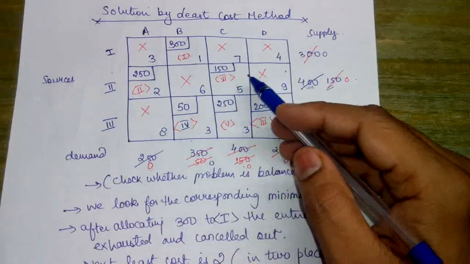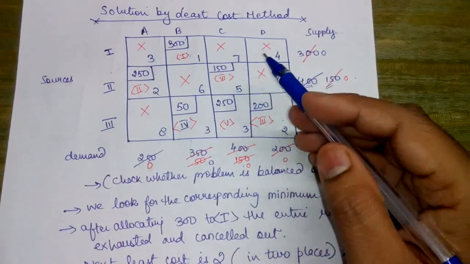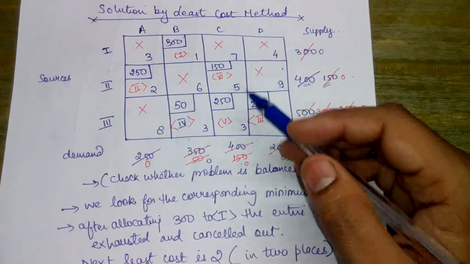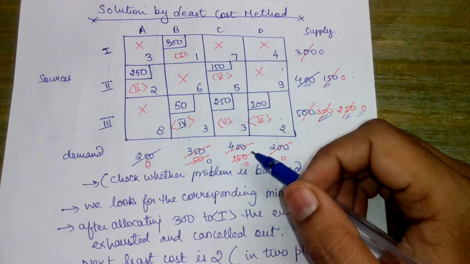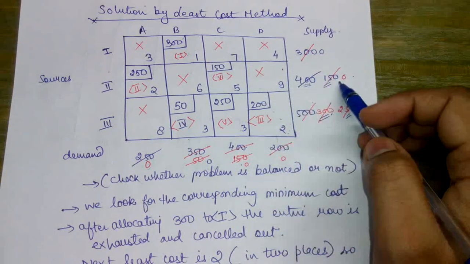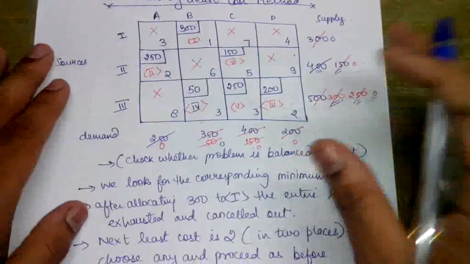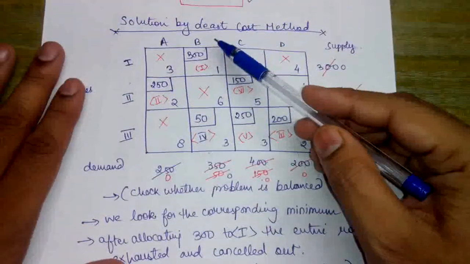Now the only cell which is left is corresponding to 5, and the cell which is corresponding to 5 has a demand of 150 and the supply is also of 150. So this becomes 0. Now again we will apply the same procedure.